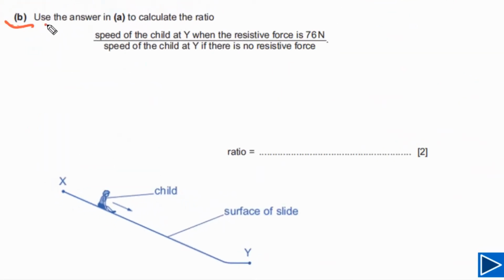For part B, we need to use the answer in part A to calculate the ratio between the speed of the child at Y when the resistive force is 76 newtons and speed of the child at Y if there is no resistive force. In part A, we have calculated the ratio between kinetic energies when there was resistive force and when there was no resistive force. Now the question is asking us to calculate the ratio between speeds. In order to answer this question, let's start from kinetic energy.